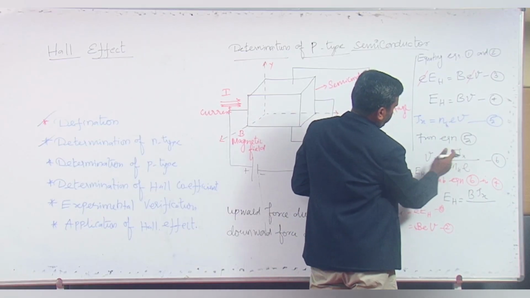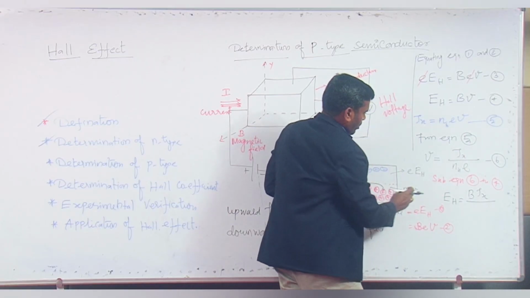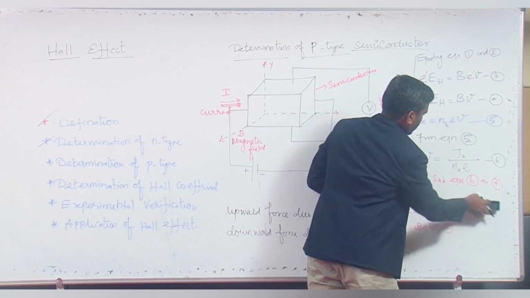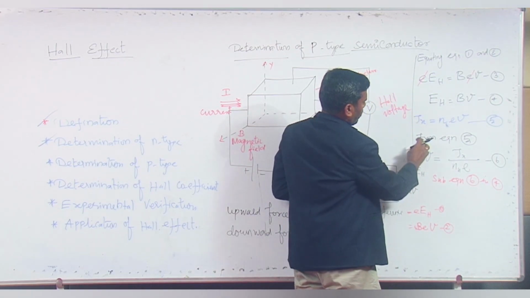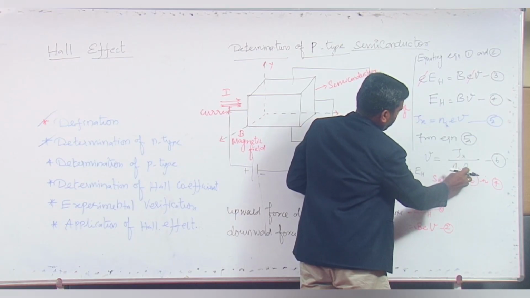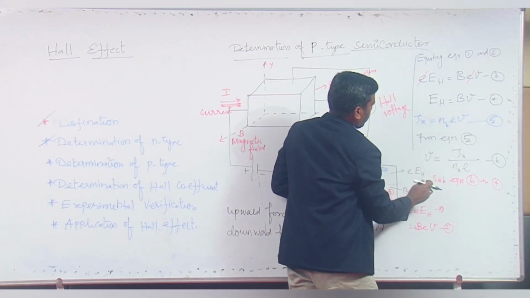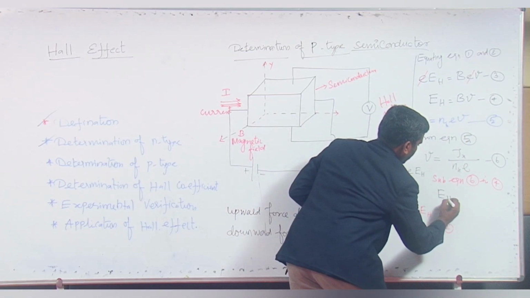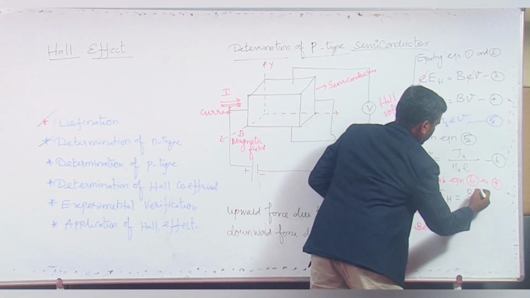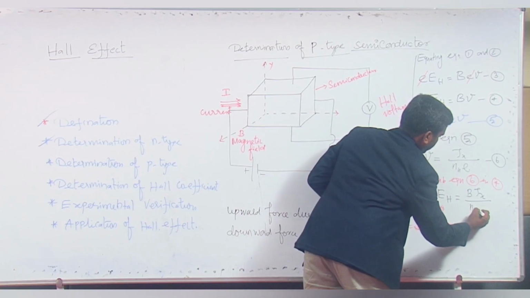From equation 5, v is equal to Jx by NhE. Now substituting equation 6 in 4, that is, EH is equal to B Jx by NhE.